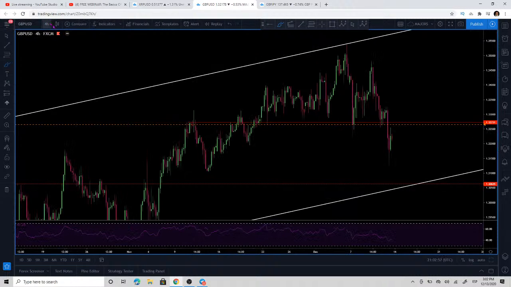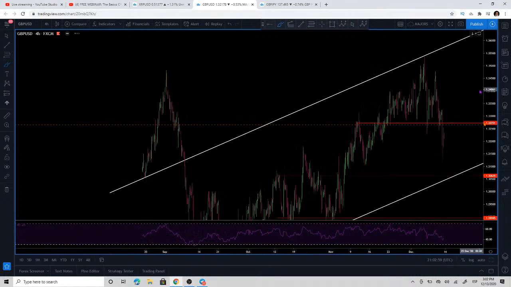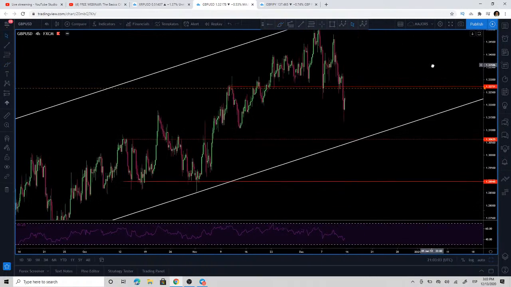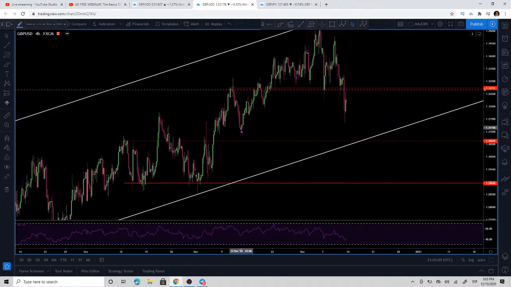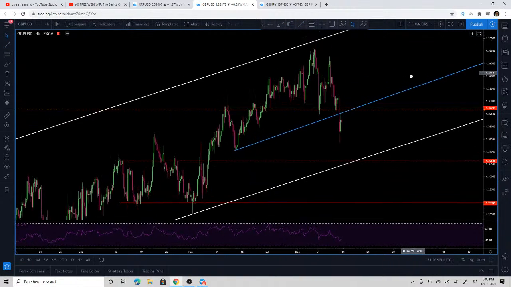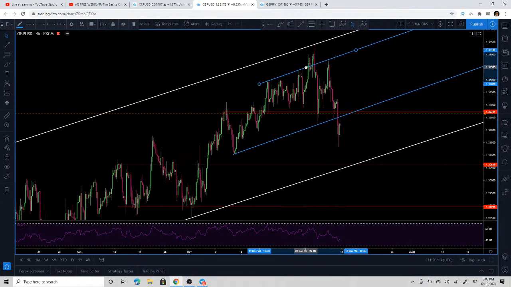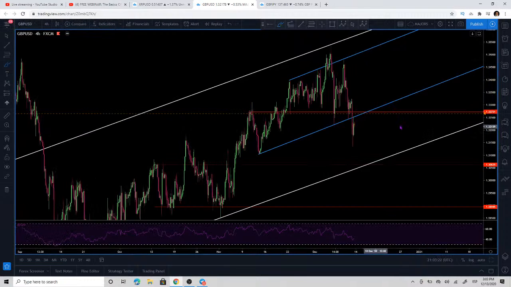Now, we are in a bullish structure, right? But if you look at what has happened, the immediate bullish structure was broken. Let's use another color, and let's clone this. It wasn't a very clear structure because of how volatile this market got last week. But in any case, this is a reversal to me.